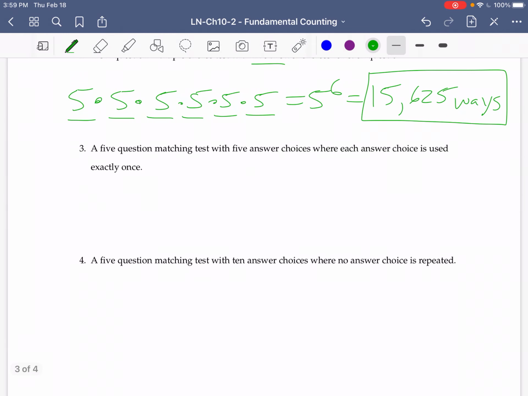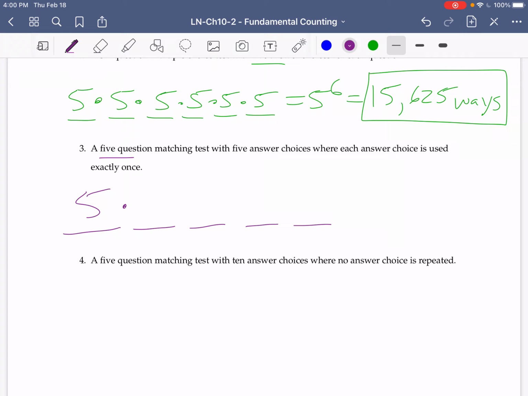What if, instead of a multiple choice or true-false, what if we had a matching test? And so we have a 5-question matching test with 5 answer choices, where each answer choice is used exactly once. So we have 5 questions. How many options for the answer do we have for the first question? We would have 5 options for that first question. How many options for answers do we have for the second question?